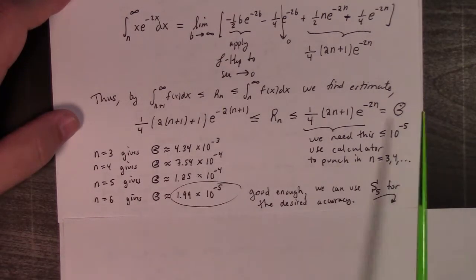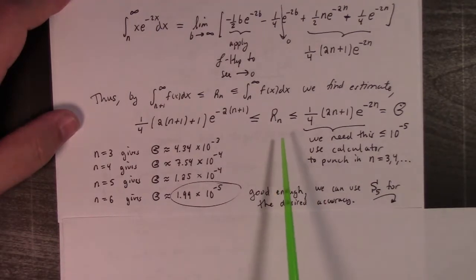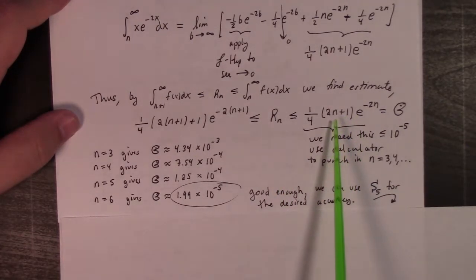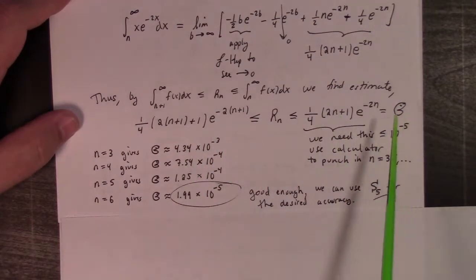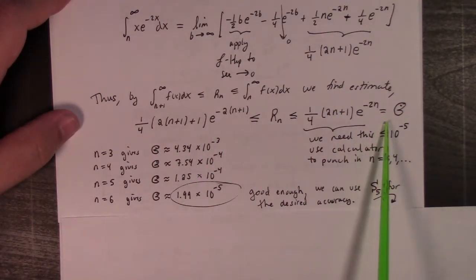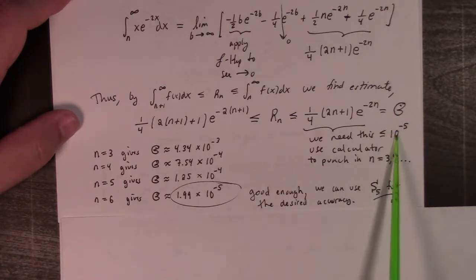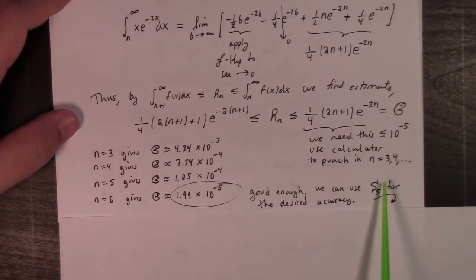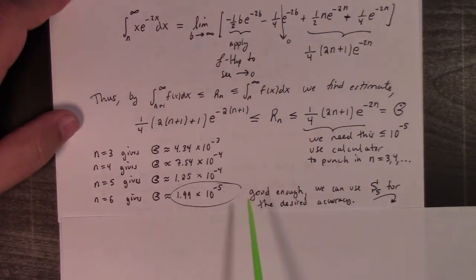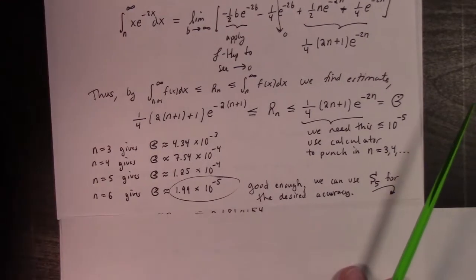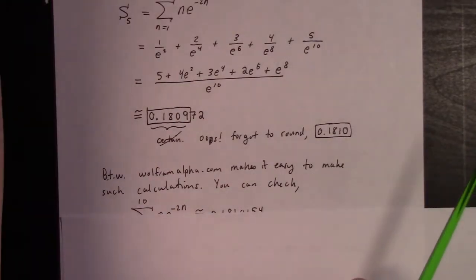So I call this thing Pac-Man, because I think that's the larger one of these two. So I need this to be less than 10 to the minus 5. I plugged in some values on a calculator, and I found that n equals 6 gave me this term of about 1.99 times 10 to the minus 5th, which is good enough. So that means we can use S5 for the desired accuracy. I think I have the rest of the calculation on the next page.